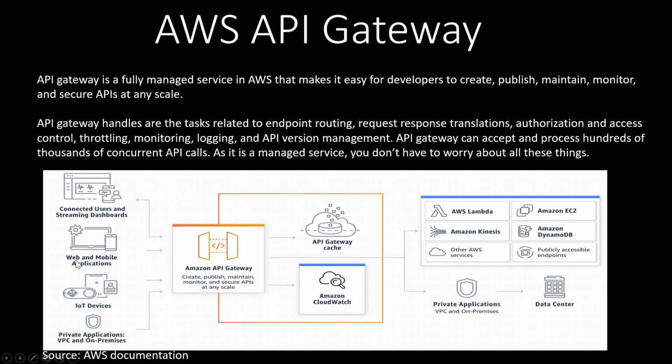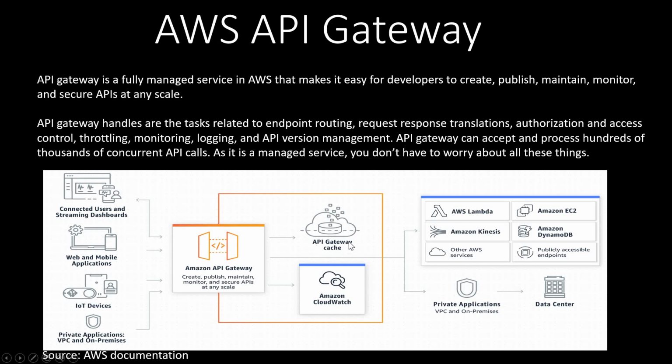So this is a diagram taken from AWS documentation. Here you can see at this side, these are the clients like connected users and streaming dashboards, mobile applications, web and mobile applications, IoT devices, private applications that can be on VPC and on premises. So all these clients can make API calls through Amazon API Gateway.